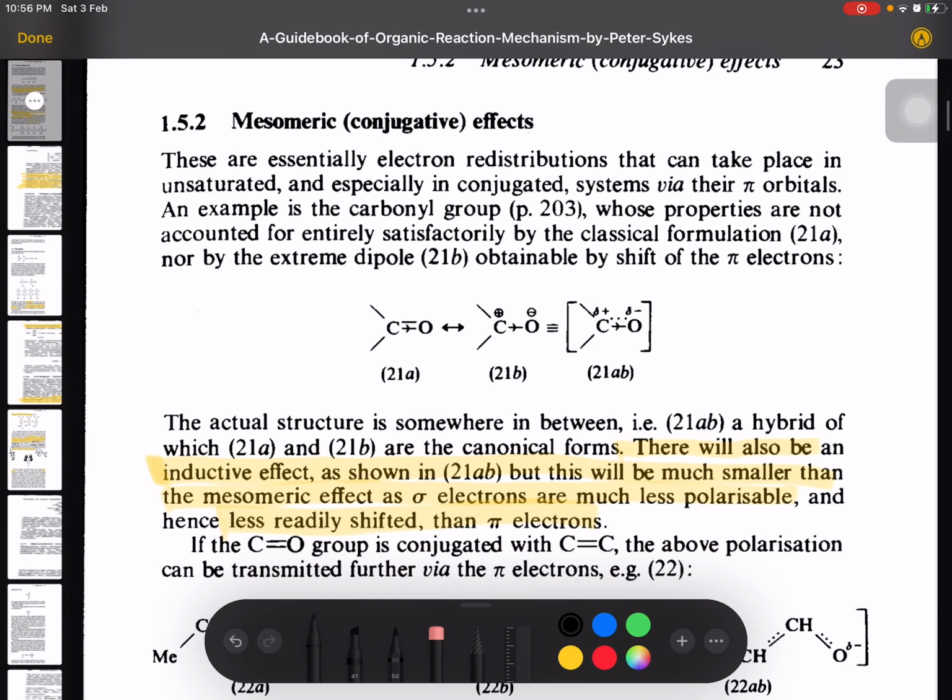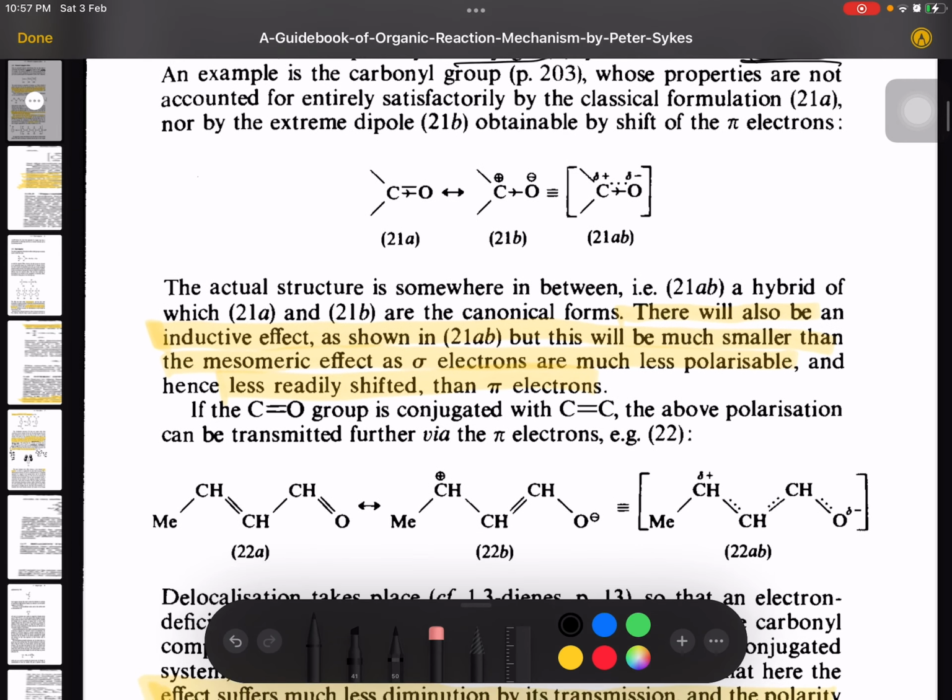Now, coming on to the mesomeric effect. These are essentially electron redistributions that can take place in unsaturated compounds, meaning double bonds and triple bonds, and especially in conjugated systems, via their pi orbitals. An example is the carbonyl compound, whose properties are not accounted for entirely satisfactorily by the classical formulation, nor by the extreme dipolar form obtained by shift of pi electrons.